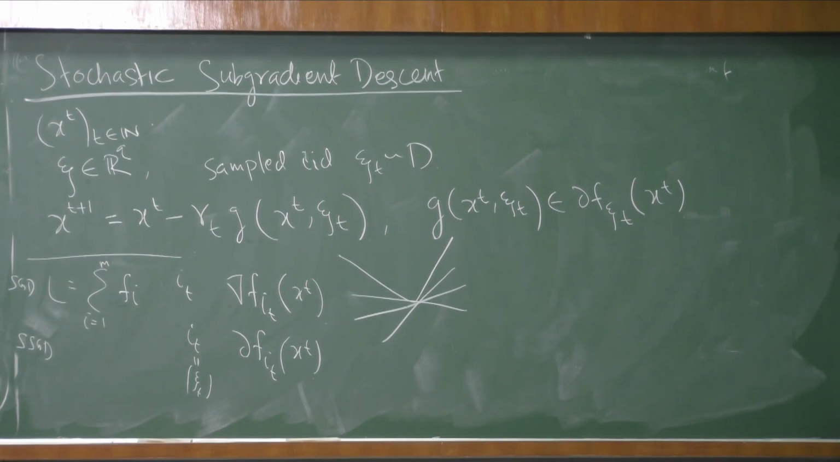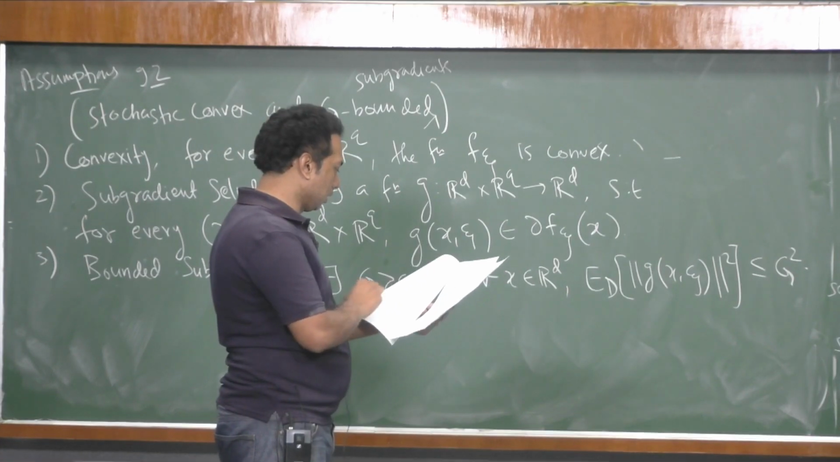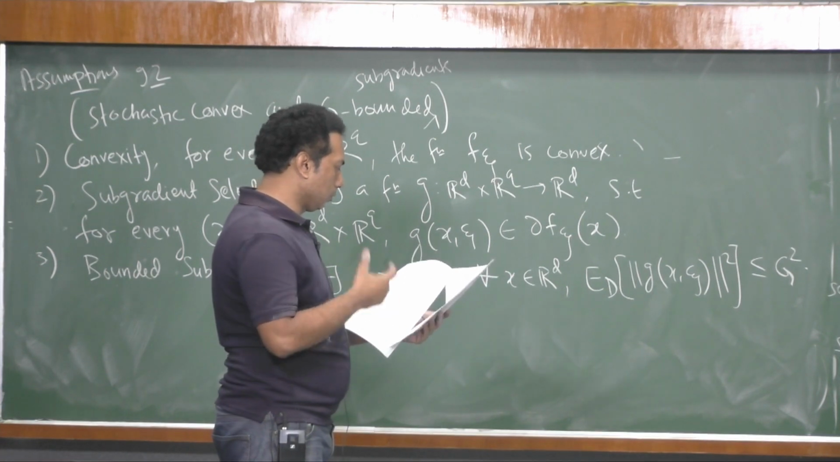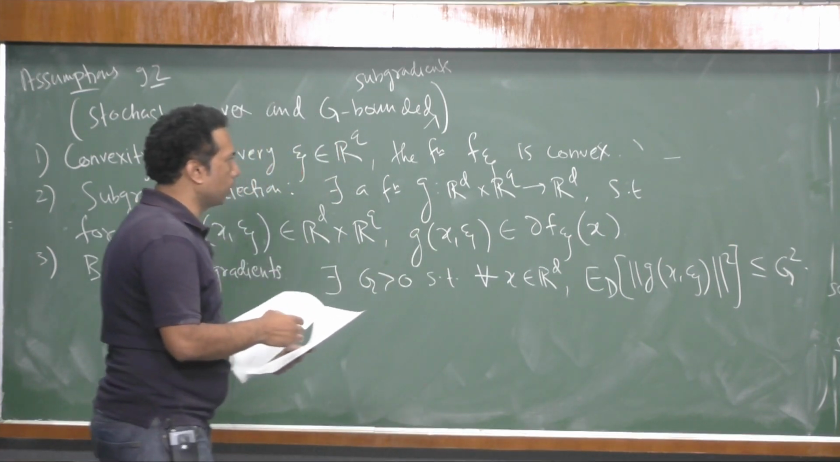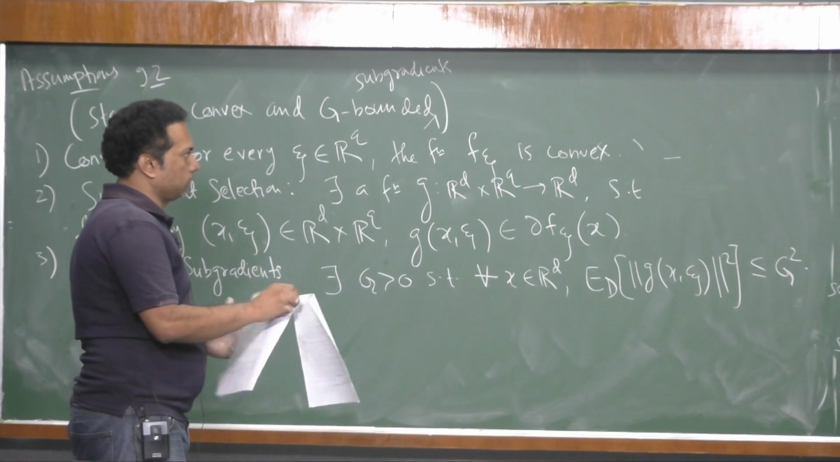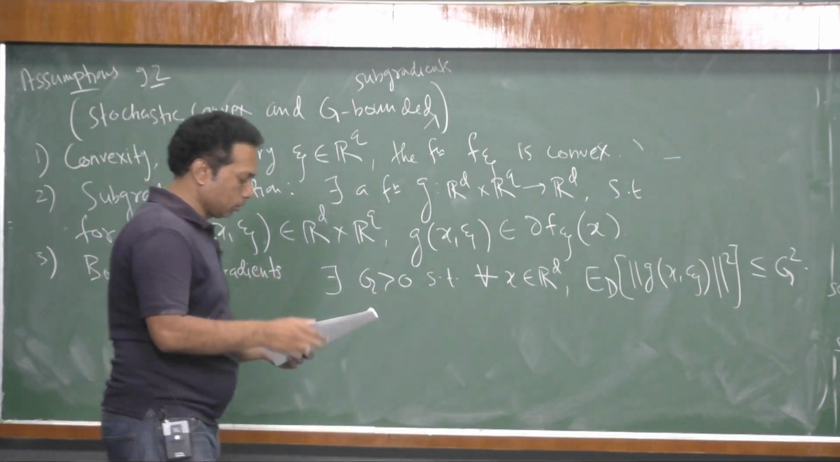So with this we can stop here, and we will not be able to prove it. In the next class we will prove this for stochastic subgradient descent, and then I will take maybe one more class to wrap up the stochastic part, and then we will go to min max. Okay, that is all.